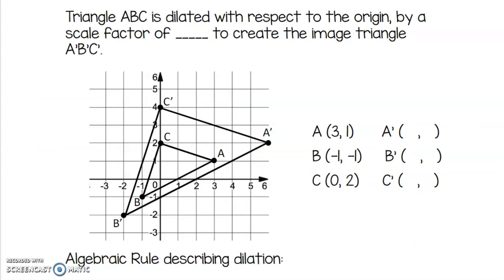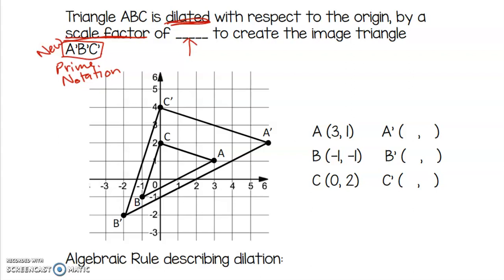Triangle ABC is dilated. Okay, so we're thinking multiplication, increase or decrease, with respect to the origin by a scale factor, all right, that's what we multiply by, to create the image triangle A prime, B prime, C prime. Okay, this was our prime notation that we talked about. You have to know that that notation tells me this is the new shape, because you have to know which one is the new shape so that you accurately describe the transformation.